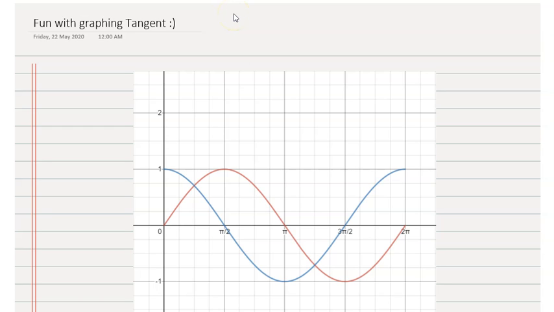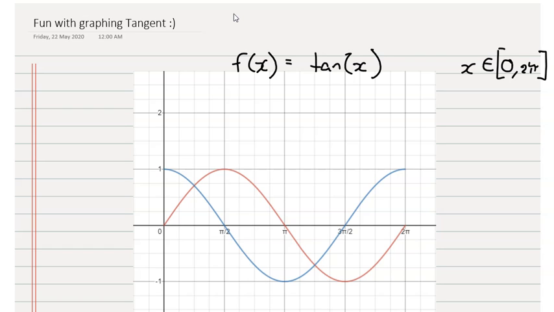In this video, we're going to have a look at how we can graph the tangent function. So consider we've got a function f of x, and we define f of x as tangent of x. And we're going to do it over a range of, we'll say, 0 and 2 pi radians.